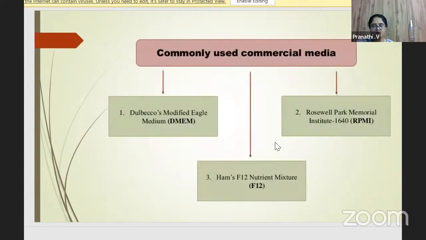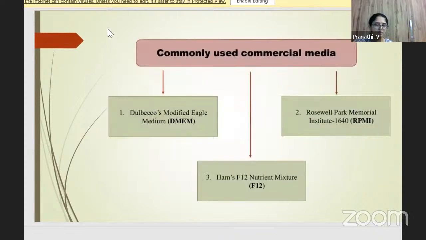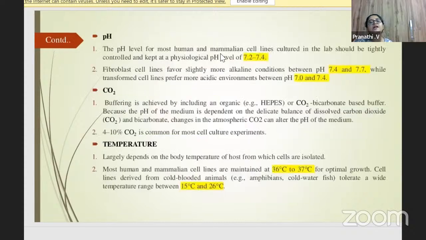So you have commercial media, which are very commonly used, which are your Dulbecco's MEM and your RPMI 1640, that is RPMI, known as Roswell Park Memorial Institute. And you have F12 media as well. Based on this, growth of different organisms can take place. And again, you're going to maintain the physiological pH of around 7.2 to 7.4, and carbon dioxide is given. Temperature is maintained for optimal growth of any cell medium. Cold-blooded creatures tolerate a wide temperature fluctuation, which is why they're known as poikilotherms. Whereas for homeotherms, it is only up to 36 to 37, which is optimal in nature.